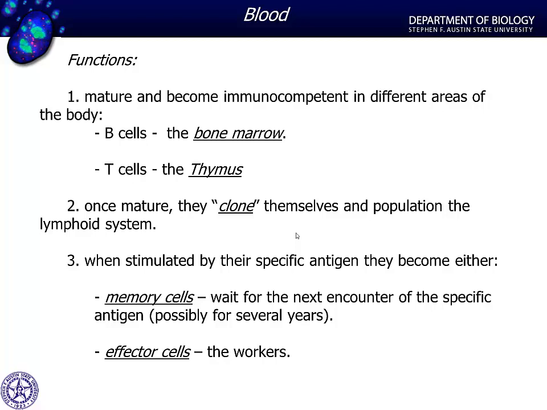You may think of them as being dormant until they encounter that particular antigen again, in which case we will mount a secondary immune response that happens very quickly. It's much more robust than our primary immune response. And generating those memory cells is the key for why we have our vaccinations against various diseases.